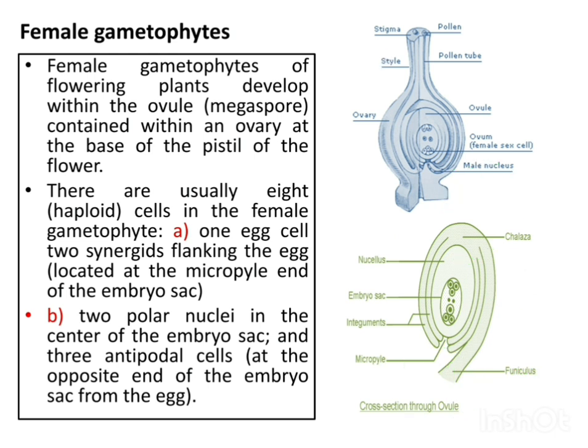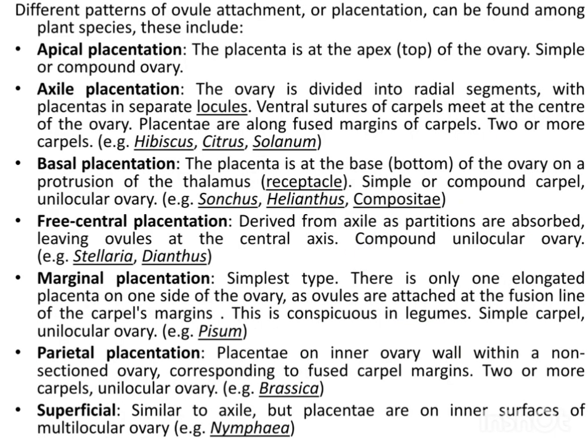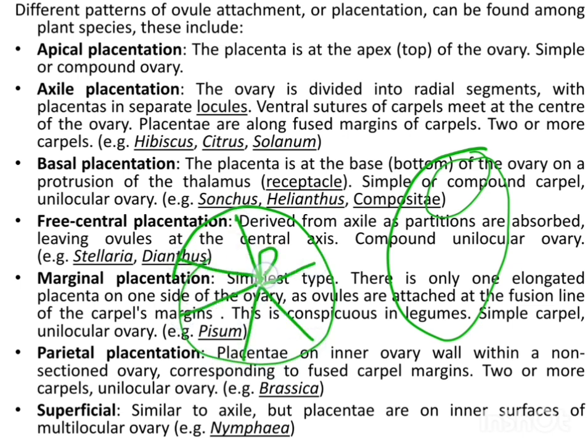Okay, next, there are different patterns of ovule attachment. One is apical placentation, where the placenta is at the apex or top of the ovary, like this. One is axial placentation, where the ovary is divided into radial segments like this, and ovules are attached to the center. This type of axial placentation is found in hibiscus, citrus and solanum.